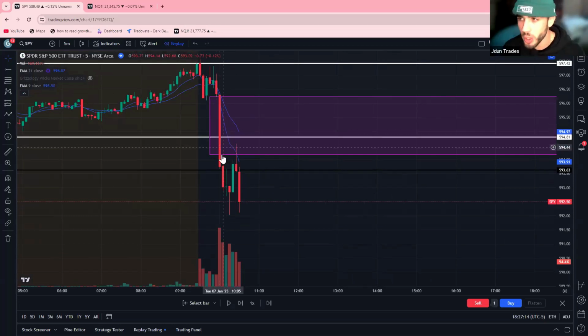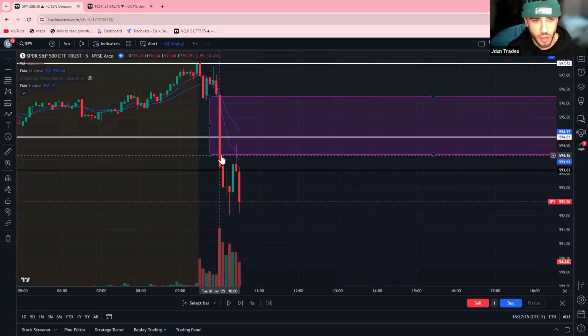That was a big move. It happened quickly. There should be a lot of sellers there, right? So that's kind of my perspective of this. Okay, so price comes back up, retest into this fair value gap.